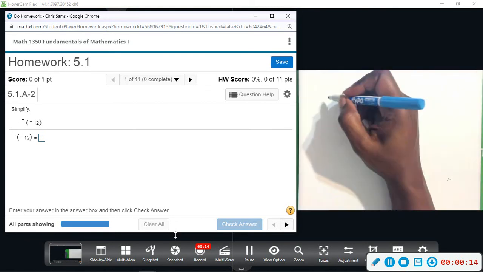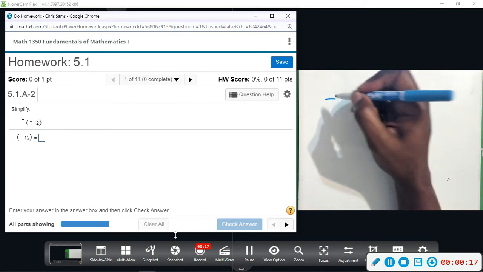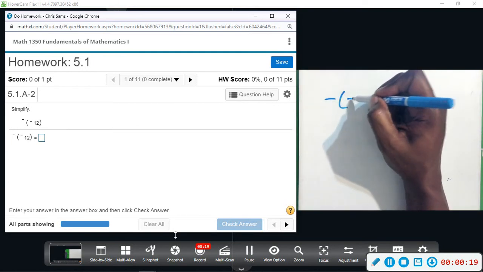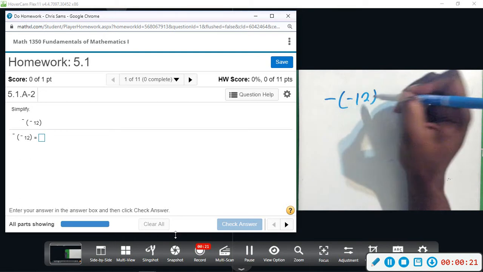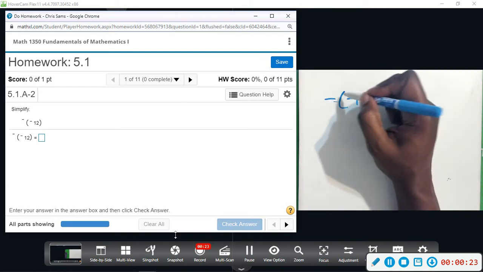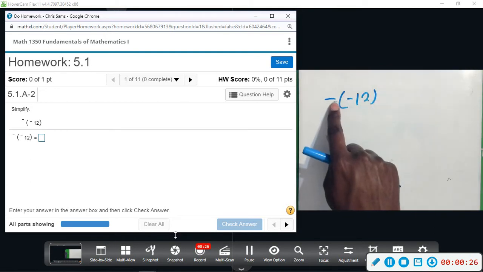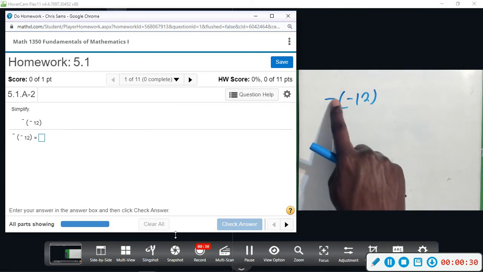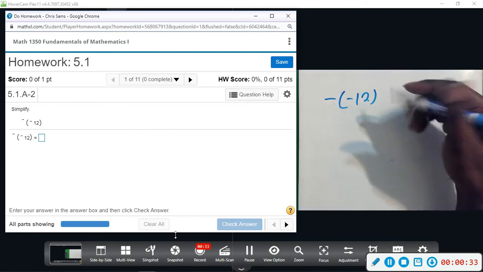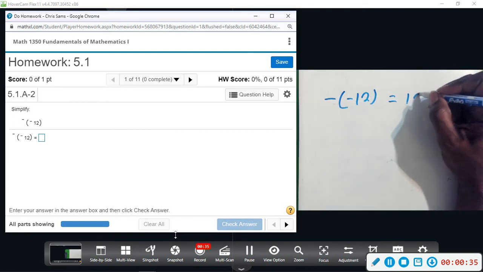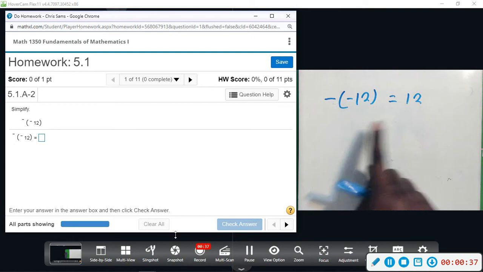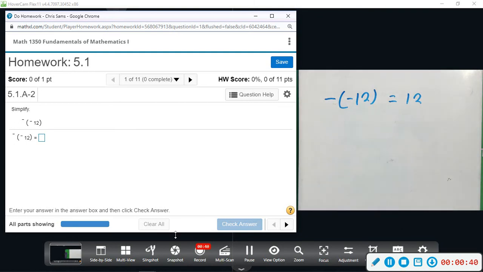So this first one, we have a negative on the outside, and then in parentheses we have a negative 12. When you see this double minus or double negative with no number in between them, you're going to treat this as negative times a negative, or just the opposite. The opposite of a negative 12 is a positive 12. So think about saying the opposite of a negative. When you see a double negative, it changes to positive in this format. So this is just going to be equal to 12.